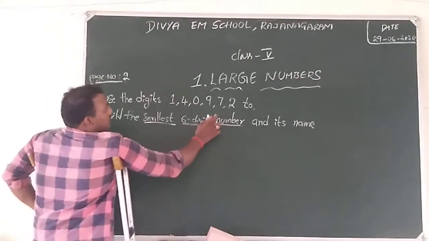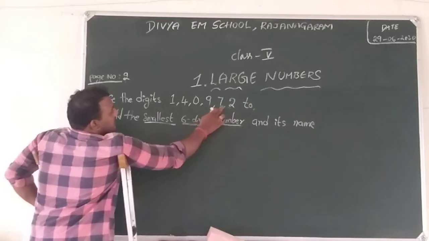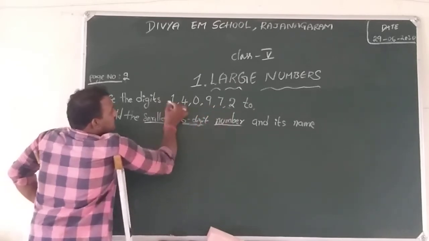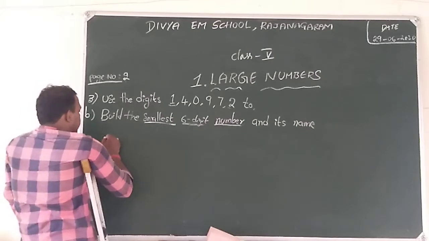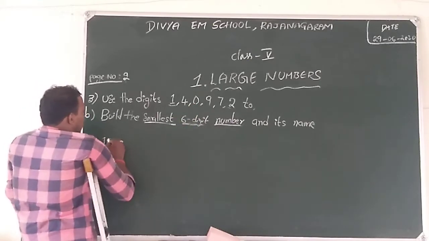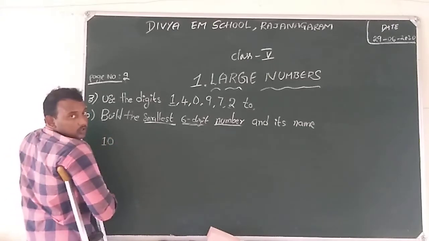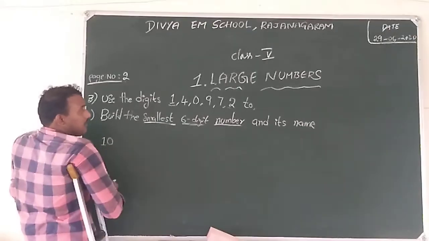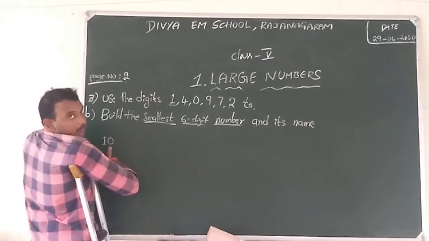Okay, so let's find out another smallest number, that is, from 140972. We are having 1 as the smallest number. So I am writing 1 here. After that we need to place the 0, because when we place the 0 first, it will become useless. So it will become a 5-digit number, not a 6-digit number. So we will place 0 as the second number.